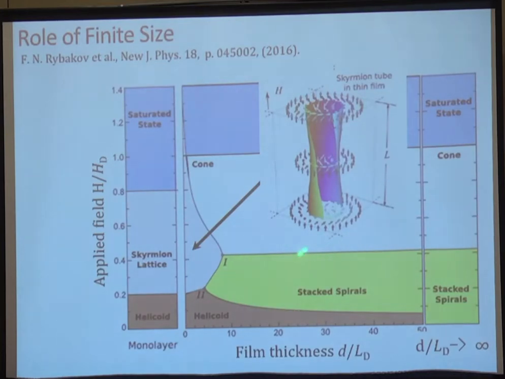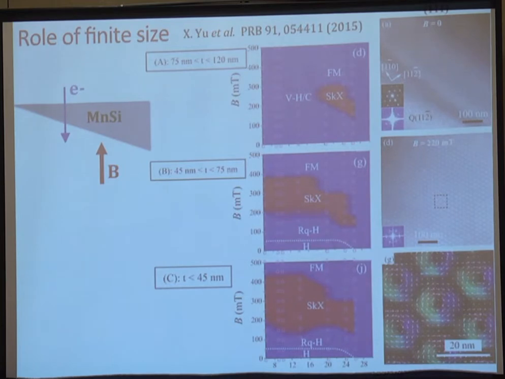But as you reduce the film thickness below about 12 helical wavelengths, what you find is that the confinement is able to stabilize skyrmions. Skyrmions are tubes that have developed some twist. And as you lower the film thickness, the region of the field over which the skyrmions are stable increases in size. This is being observed experimentally, for instance, by looking at MnSi wedges. By going along the wedge, they see that as the film decreases in thickness, the size of the skyrmion phase increases in field.